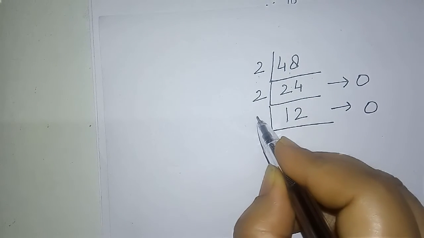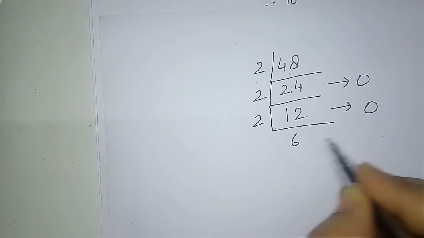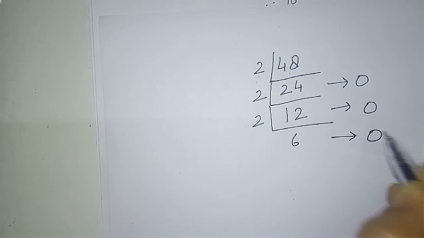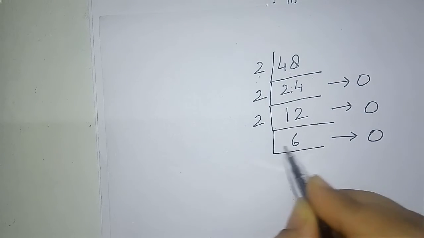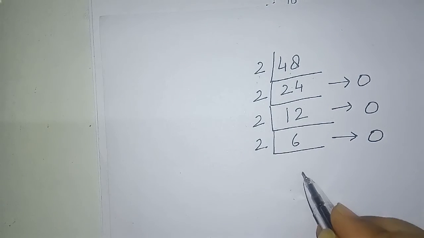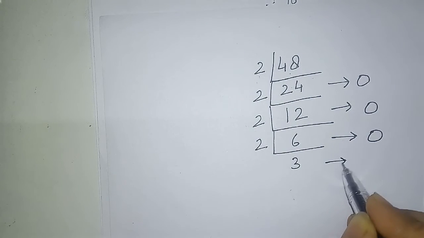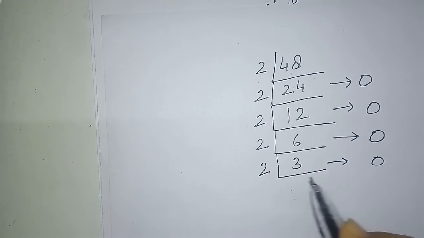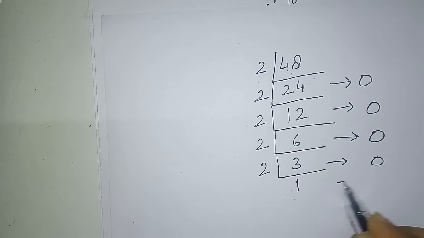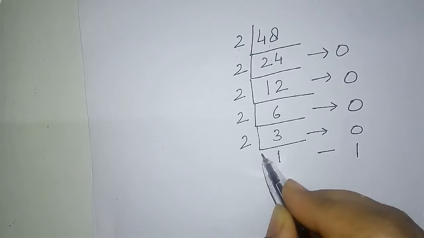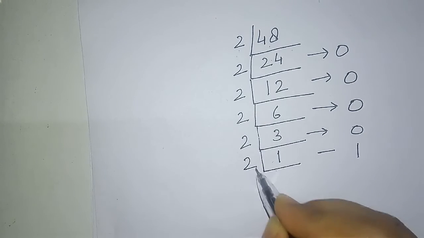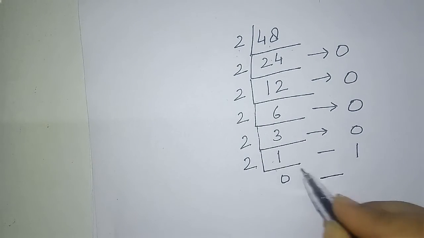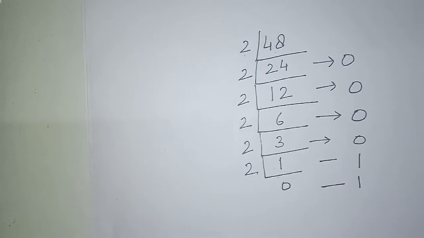Again, this quotient 12 is going to be divided by the base 2, and we are going to have the remainder as 0. Again, this 6 will be divided by base 2, and we are going to have the remainder as 0. This 3 will be divided by base 2, and we are going to have the remainder as 1. Now this 1 will be divided by 2, and we are going to have the remainder as 1.